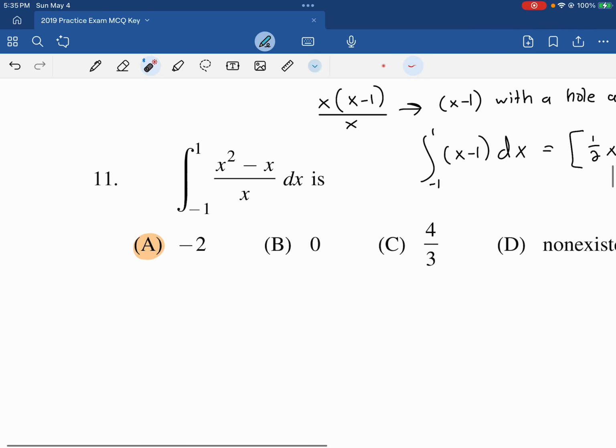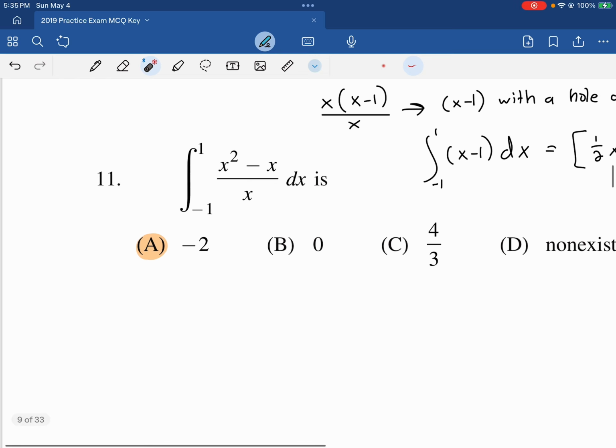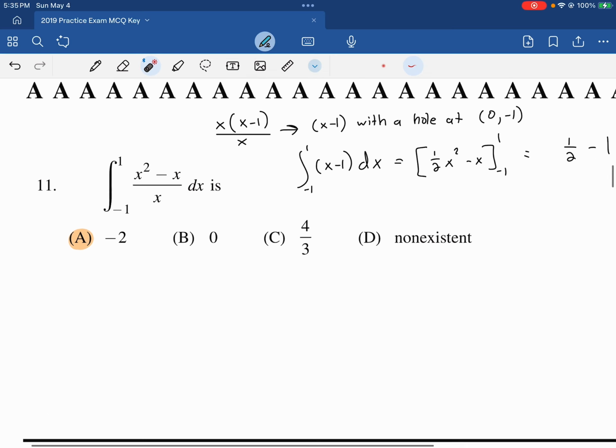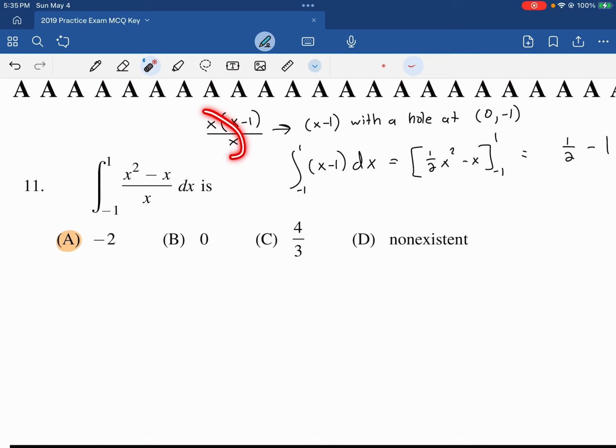11, I'm looking for an antiderivative. There was one thing we learned back when we started to do area under the curve, and it's that sometimes there is a very thin line or a moment when your function doesn't exactly exist. This is a function that has a hole at 0. And so if you pull that greatest common factor out and cancel it, you have just the function x minus 1, a linear function with a hole at 0, negative 1.